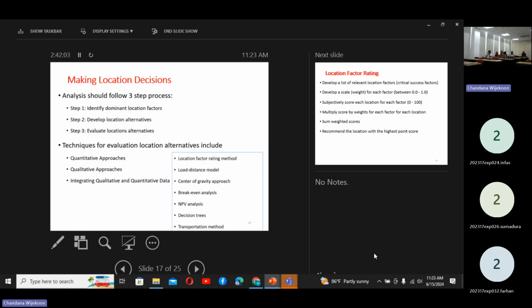Step number 2 is considering the location options. That means, what are the different locations? What are the different alternatives we have? Right? Then we have to identify. That is the second option. Is that clear? What are the possible locations we can consider? So the decision maker should identify.